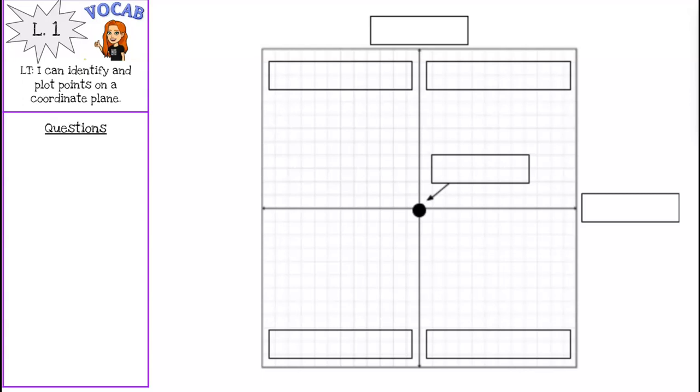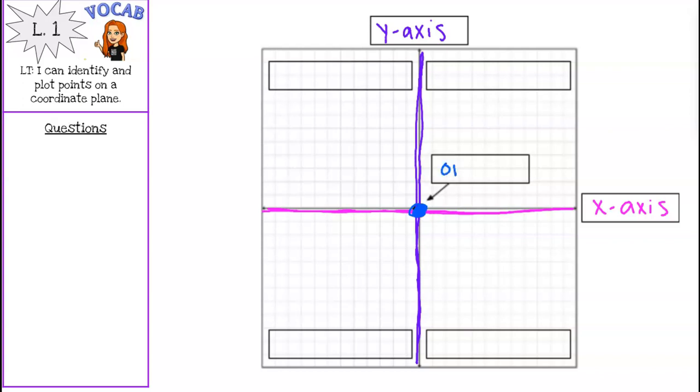So the first important piece is our x-axis. This line that goes across the graph and splits it in half, we call this the x-axis. And then the up and down line that splits the graph in half vertically, we call the y-axis. And then the point in the middle that connects the x and y-axis, we call it the origin. It's also the point (0, 0).